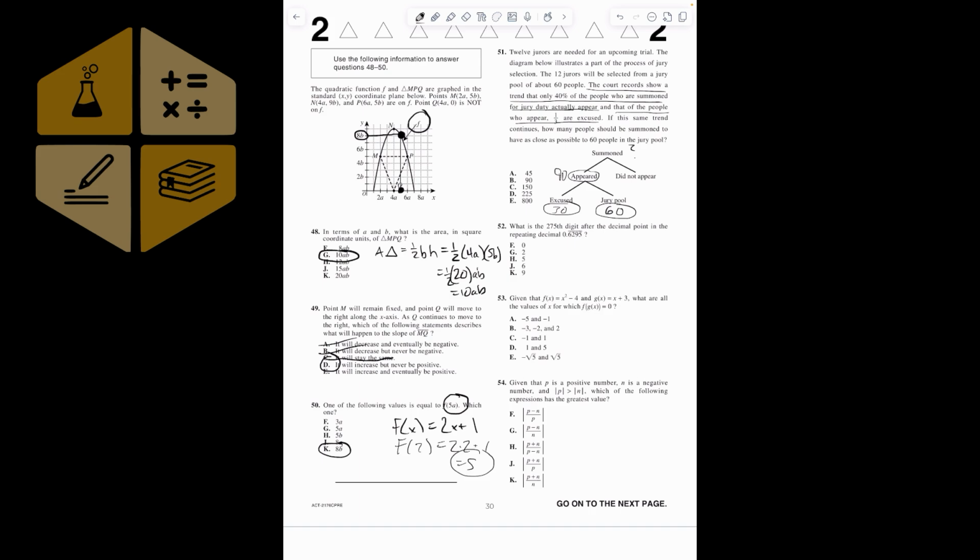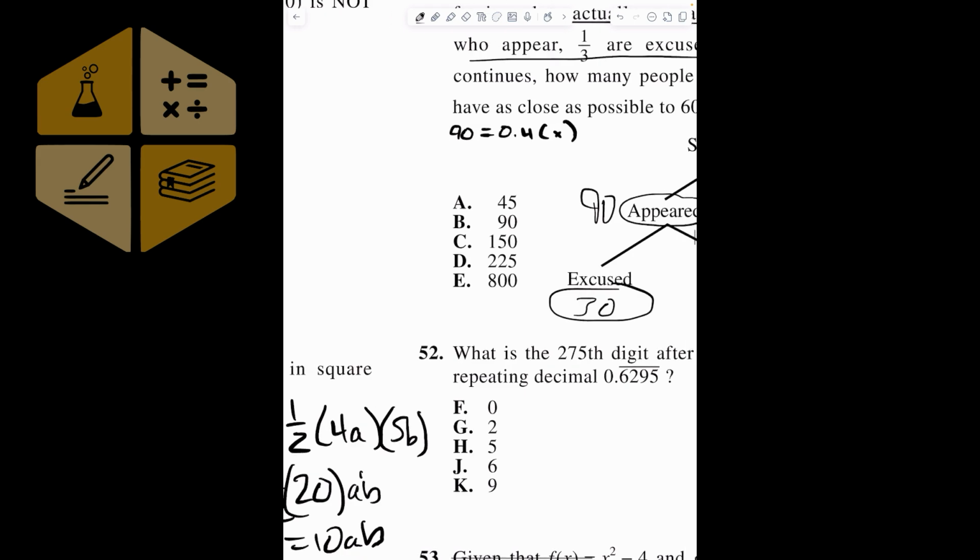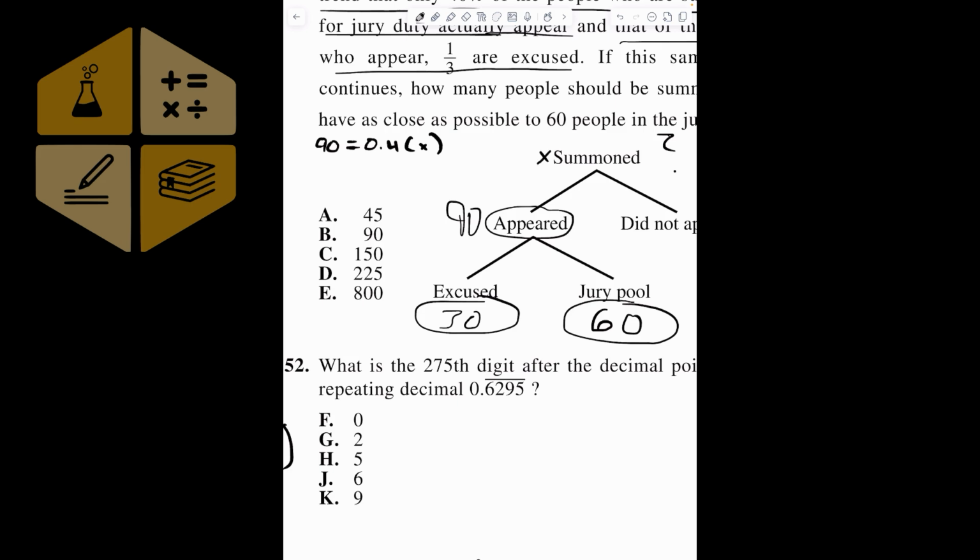So we need to set up an equation to figure out what that bigger number is, because that's how many are summoned. Okay, so 40% of the summoned actually appear. Let's set up an equation. I'm going to zoom in a little bit right here. So 90 is 40% of some bigger number. 90 equals 0.4, or 40%, of x, which is our bigger number, the number summoned. I'm going to call that x.